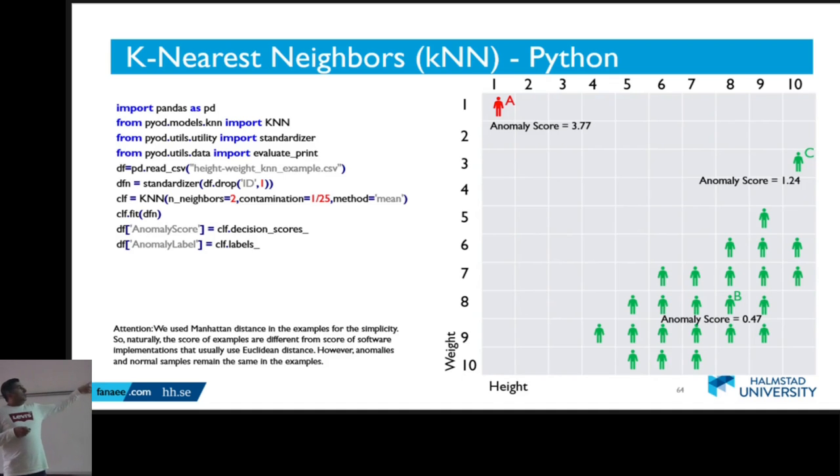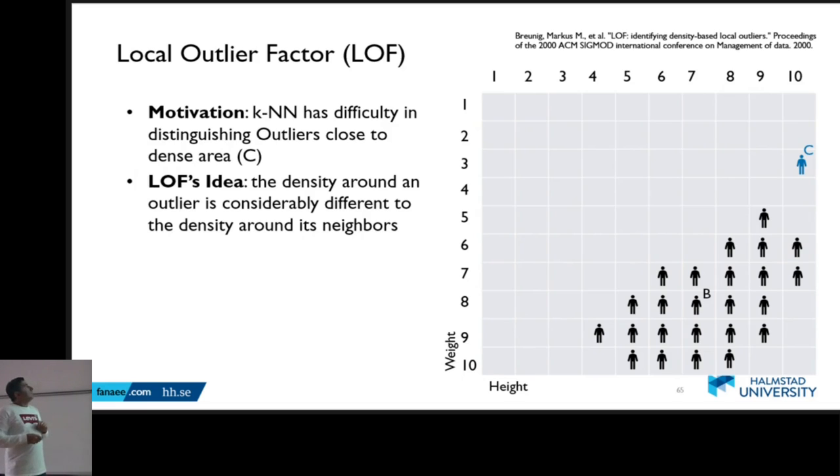You can apply the same to the data. I put these data sets in CSV files, and you can apply the Python code to this data and find this guy yourself. Now, the local outlier factor. kNN, unfortunately, cannot detect this kind of outlier close to dense areas. So the LOF idea is that instead of the distance to the nearest neighbor, let's compute the density around the points. The density around an outlier is considerably different from the density around its neighbors. Look here: the density is very high, and the density around this point is very low, right? This is the basic idea of LOF.